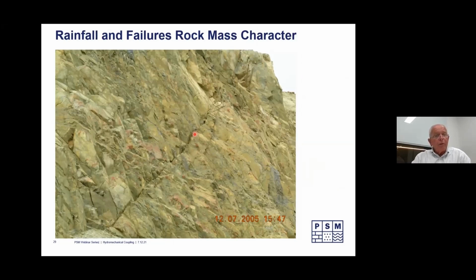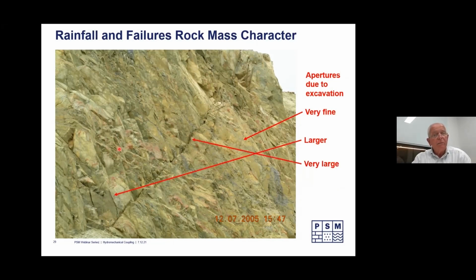Again, we've got an example of rock mass character. It's a very jointed rock. We can see here the average block size might only be 50 millimeters, very closely spaced joints. But there's apertures due to the excavation process. Sometimes they're hard to pick up, but they can be very fine, as shown here on the small cracks. They get larger as the cracks get bigger, and very large when the cracks are very long, when they become closer to first order structures like shears or faults.